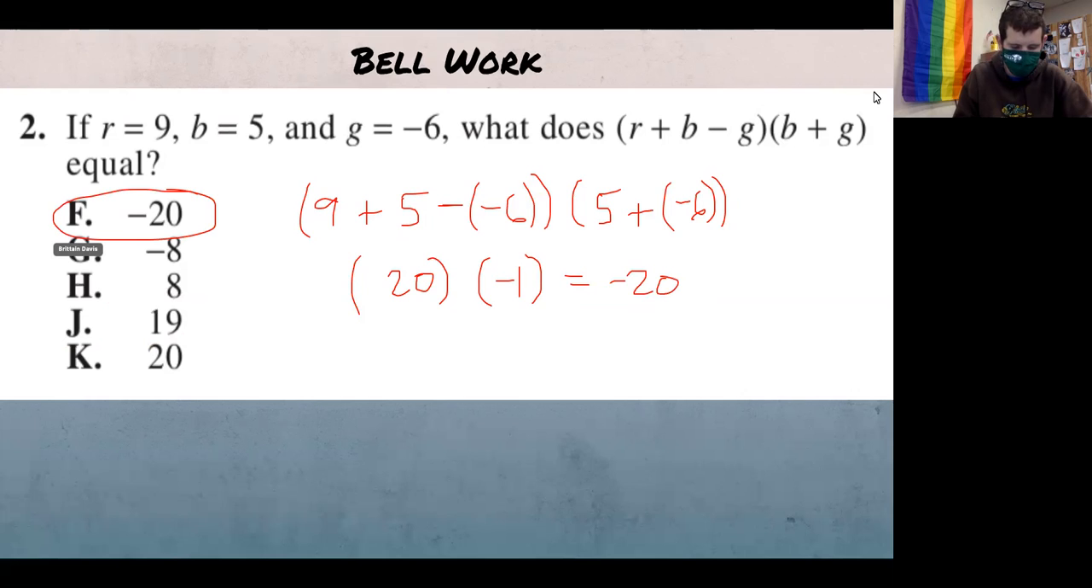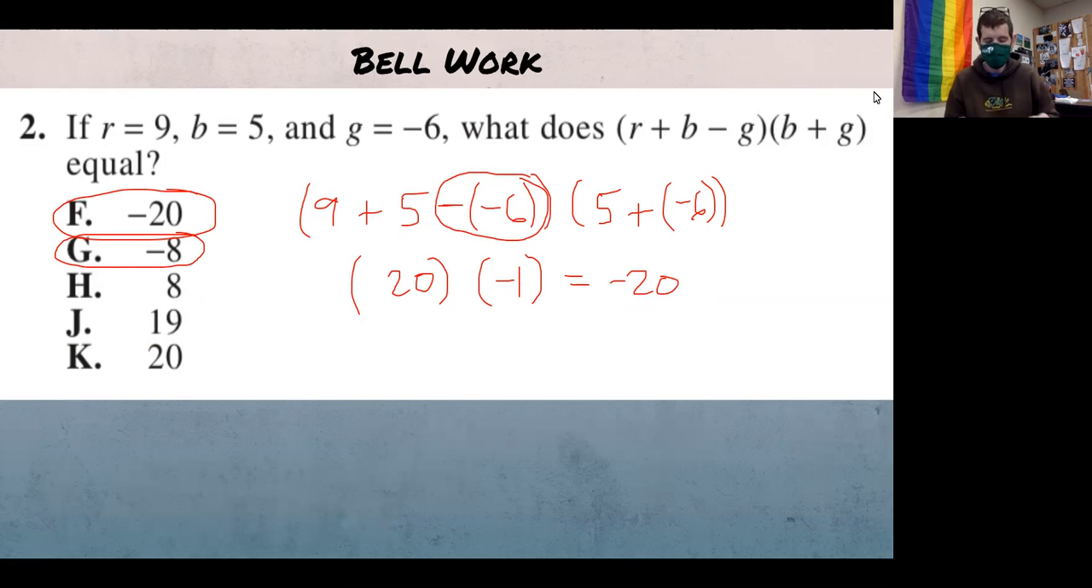In first hour, a lot of people said -8. And you would have gotten that if you accidentally subtracted 6 rather than added a -6. Sorry, subtracted a negative, so added 6. So basically, if you subtracted rather than added, you would have gotten -8. So there's all kinds of reasons why you might get a specific answer versus another, but hopefully you recognize where you made your mistake along the way.